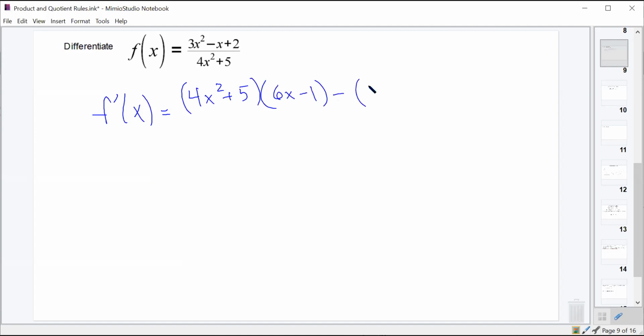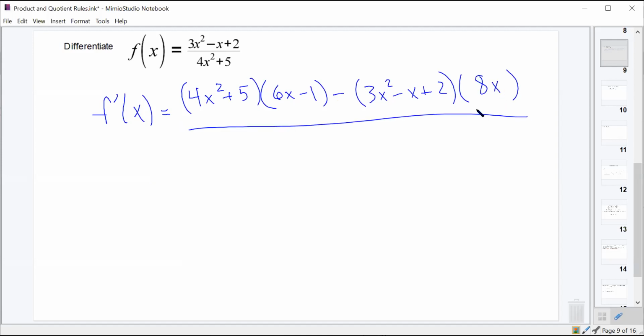Minus, then what? Three x squared minus x plus 2. Right, u, exactly. And then last term in the numerator should be 8x, derivative of the denominator, all over our denominator squared. I'm good with this answer. You don't need to simplify the numerator. If you want to, you can, but I'm not going to bother to right now. This answer would be fine on the AP test, but if it was multiple choice, they might have it distributed out. So, everybody good?